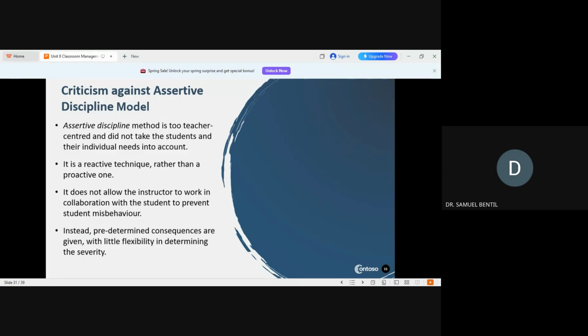People have criticized that it is not only the teacher who is in the classroom. He is not the only stakeholder. It's teaching and learning, between the learner and the teacher. So why don't you involve the learner? They have criticized that this method is too teacher-centered. It does not take into account students and their individual needs in taking those disciplinary measures. They have also complained that it is a reactive technique rather than being proactive. Reactive in the sense that it is only when the misbehavior has occurred that the teacher will use his discretion to determine what will happen to you.